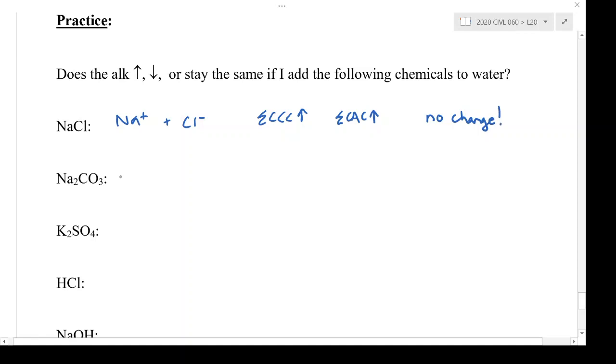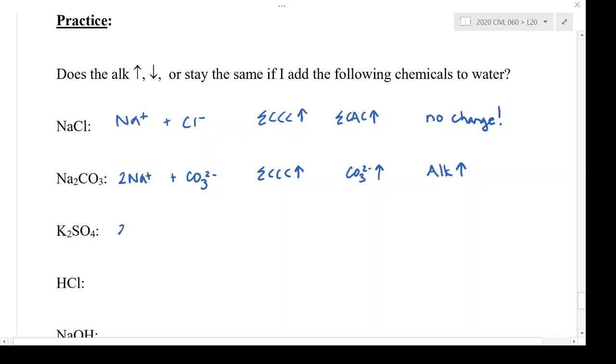Now, when sodium carbonate or soda ash dissolves into water, it forms two sodium ions and a carbonate. This is going to cause the CCC to go up because sodium is a CCC, a conservative cation charge, but there's no corresponding increase in CACs. Also, we can see that the carbonate is a part of the alkalinity expression. So it's pretty clear here that the alkalinity will go up, both because the CCC increases and also because one of the carbonate species increases.